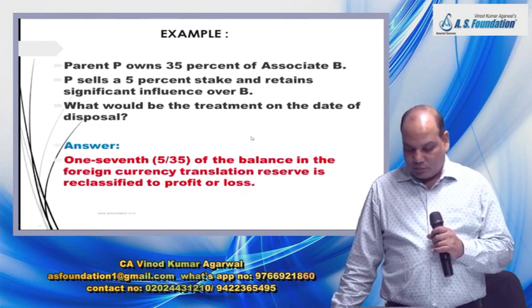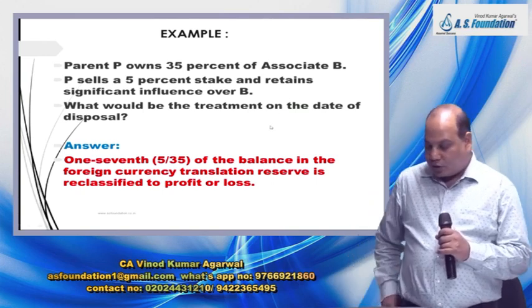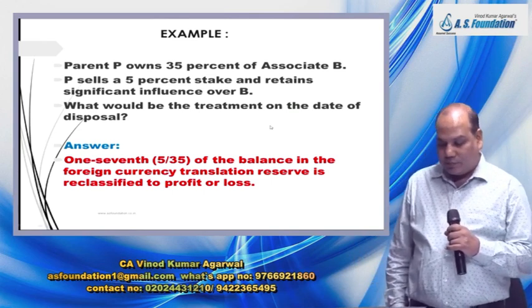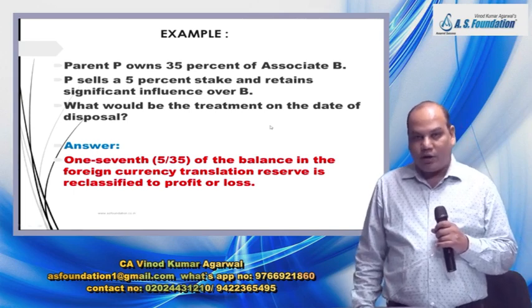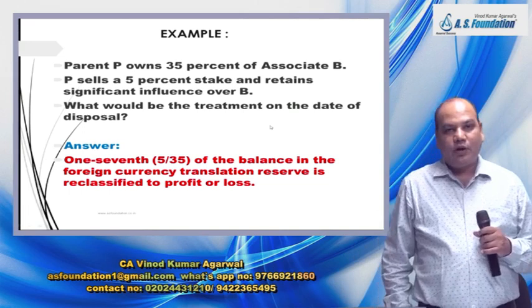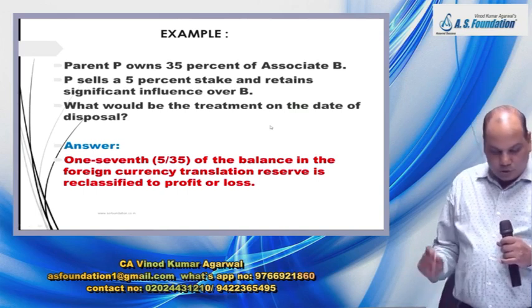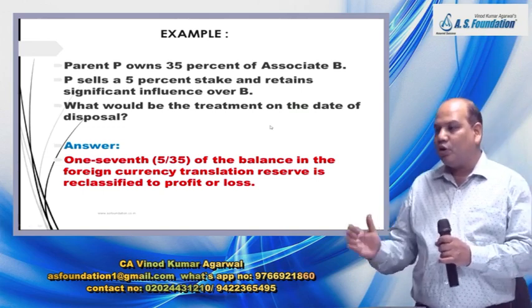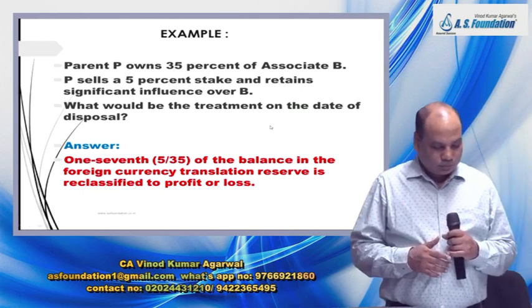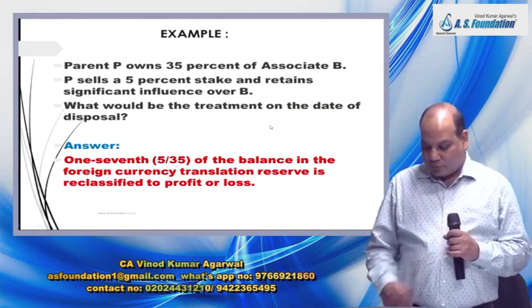So what will be your answer? The question is, what would be the treatment of FCTR on the date of disposal? So your answer will be 5 by 35. That is 1 by 7 of the balance in FCTR will be reclassified to P&L account. So these two examples will help you to understand the difference: in case of partial disposal not resulting in loss of control, and the earlier two examples, where there is a loss of control.